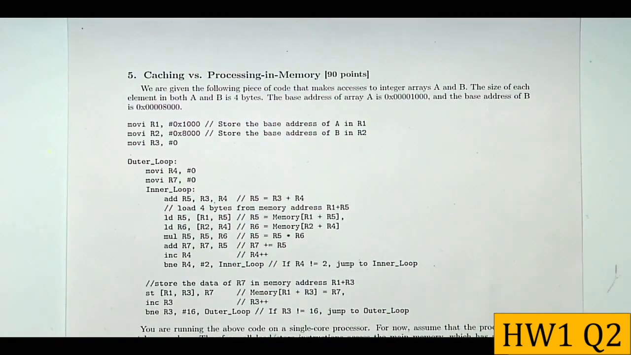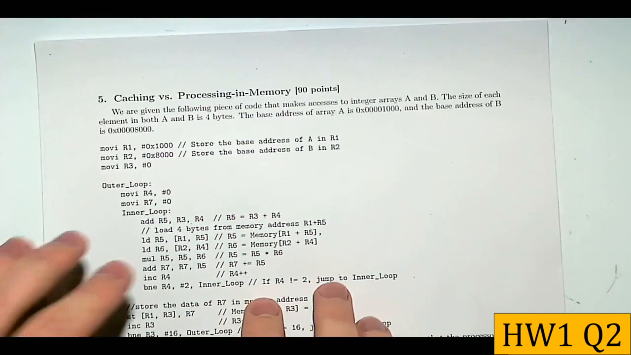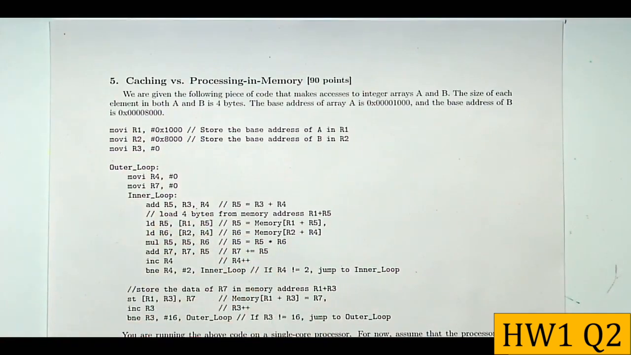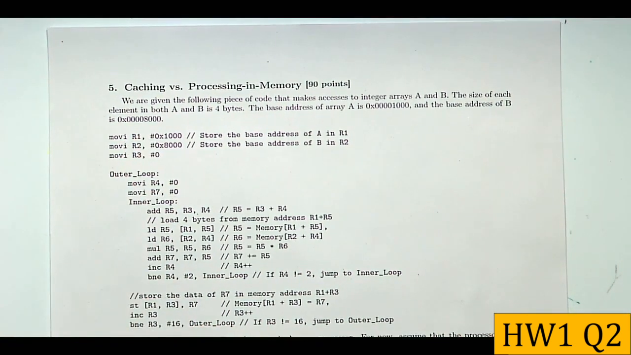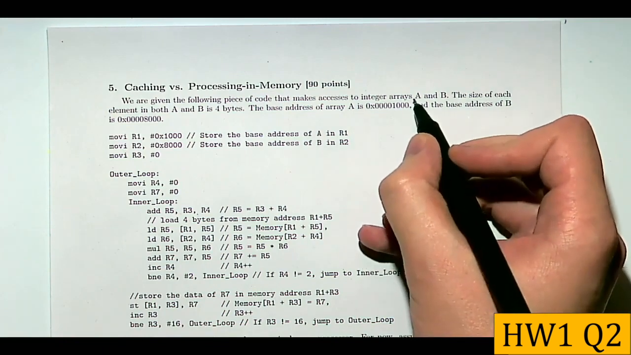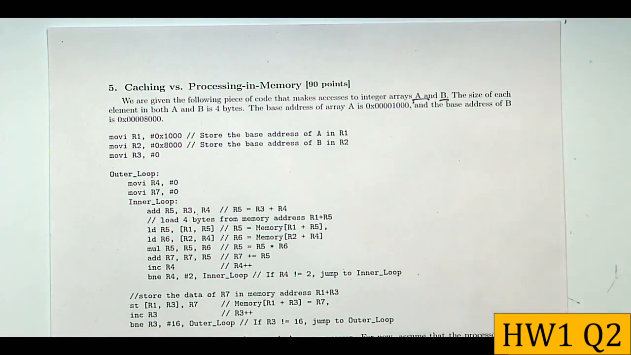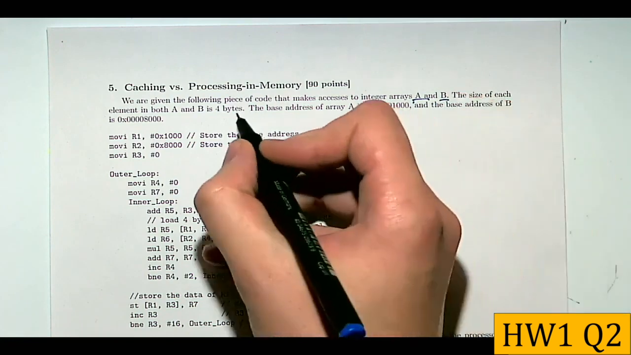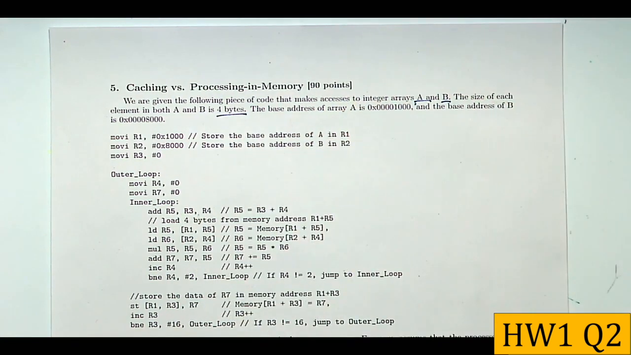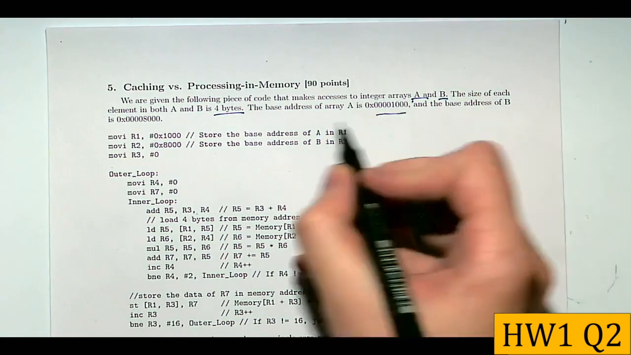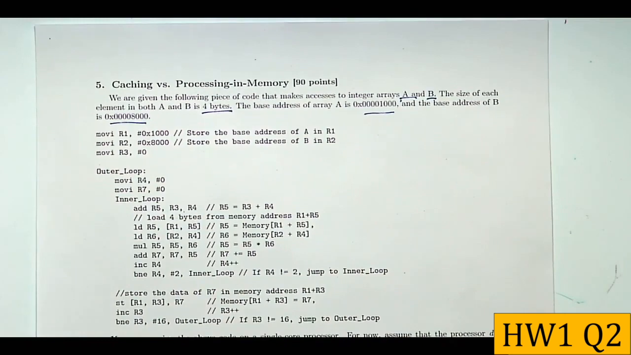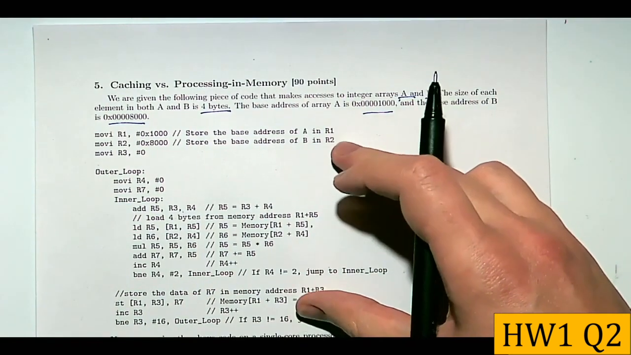Okay, the next question is from the second homework. This is question 5 from homework 2. It covers caching and processing in memory. The question is like this. It defines two integer arrays, A and B, with elements of size 4 bytes. Here you can see the base address of A and the base address of B. And here we have a piece of assembly code.